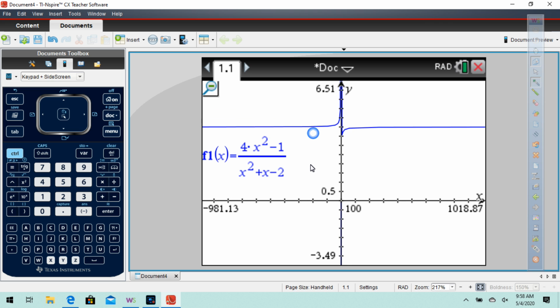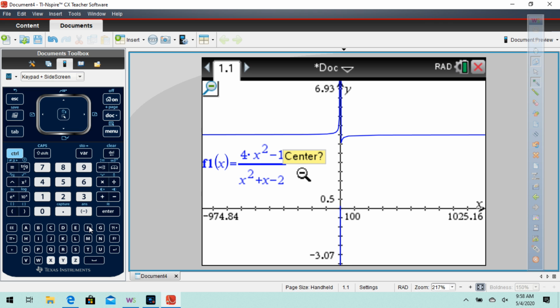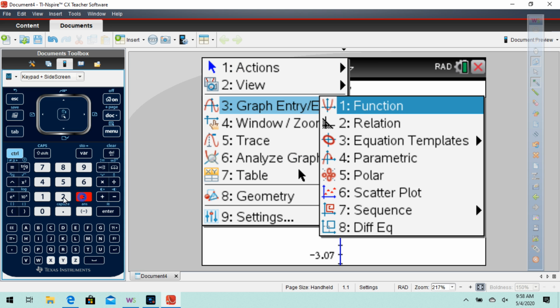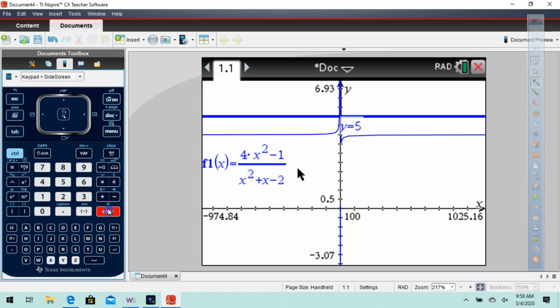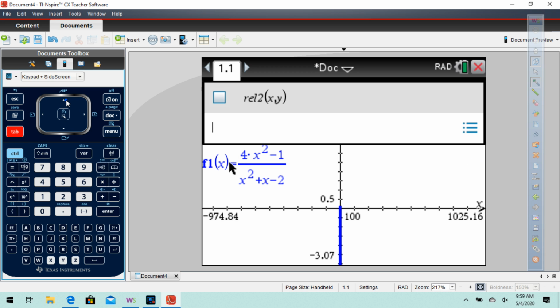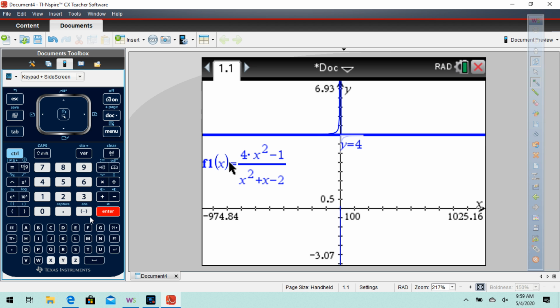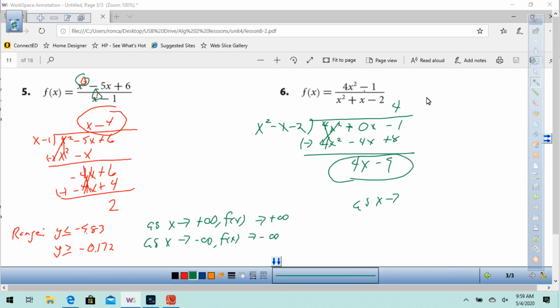Oh, looky there. So it wasn't actually approaching 0. Menu 3, 2. We'll say y equals 5. So it's not 5. Tab 4. Ha! How can we see that on the equation?